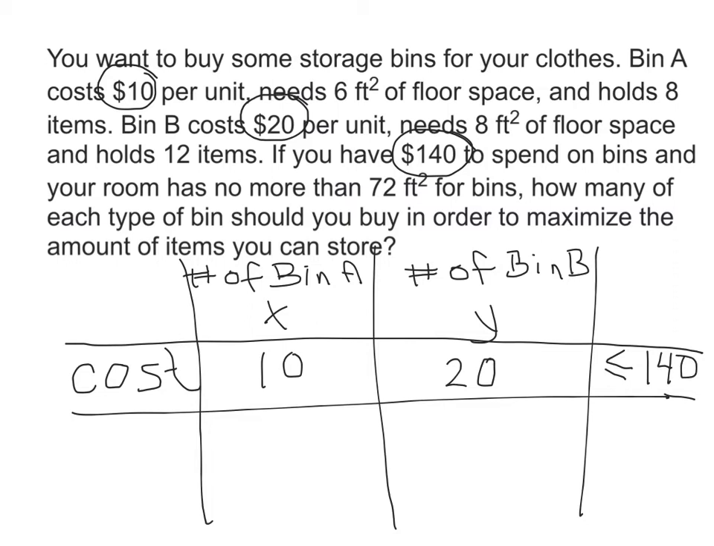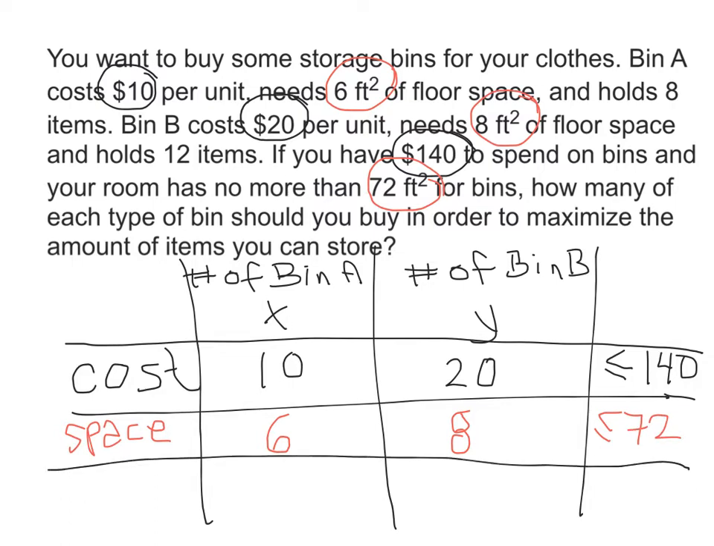If I keep reading, bin A needs 6 feet squared of floor space. So I've got some info about floor space. If I keep reading, bin B needs 8 feet squared of floor space. And if I read on, my room has no more than 72 feet squared of floor space. So I've got the space issue to deal with. I have 6 feet squared for bin A, 8 feet squared for bin B, and in total I have to stay less than or equal to 72 feet squared. That's all I've got.